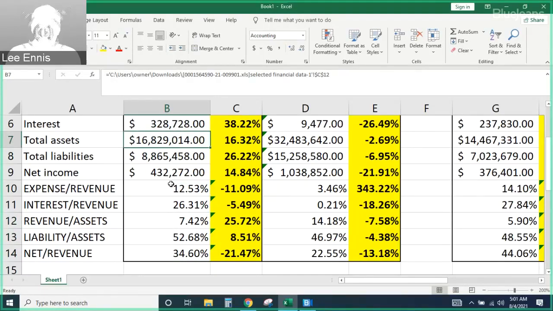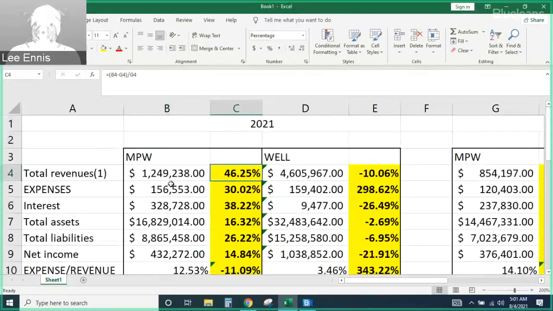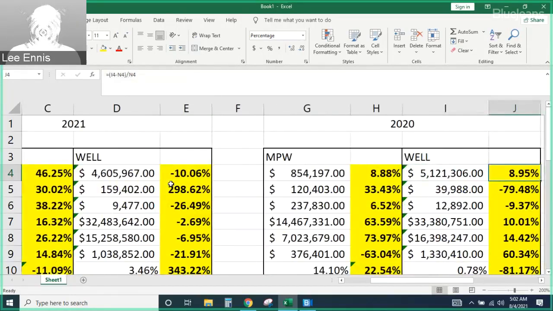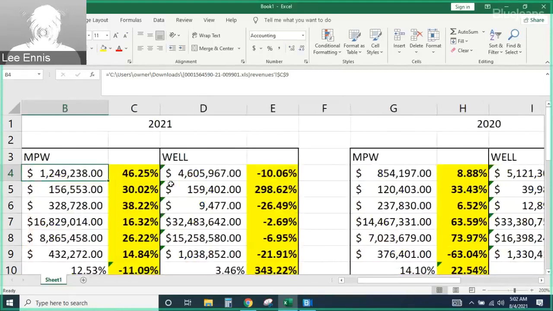What you see here in yellow is the comparison from the year before, okay? And so we can see here in 2021, total revenues increased by 46% for MPW. In 2020, there was an increase of 8%, compared to Welltower, which fell 10%, and then they had a roughly 8% increase in 2020. So just right away, MPW is bringing in a lot more revenue, whereas Welltower's revenue has fallen.